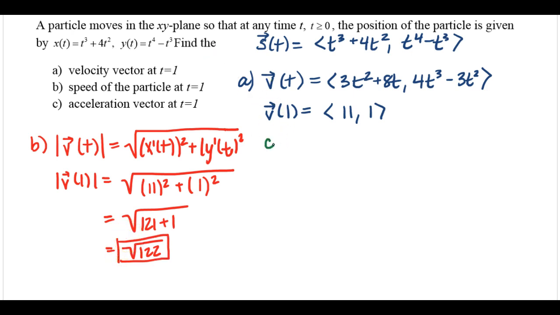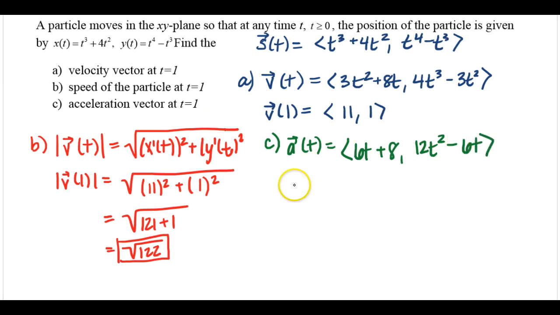And finally, for part C, I'm asked to find the acceleration vector at t equals 1. That means I need to take the derivative of the velocity vector, which again is nice because it's only the power rule. So we're going to have 6t plus 8 and 12t squared minus 6t as my acceleration vector, but at 1, I need only substitute 1 into the t's. So here I'm going to get 6 plus 8, so I'll get 14, and then 12 minus 6, so I'll end up with 6. So hopefully a pretty straightforward first example.